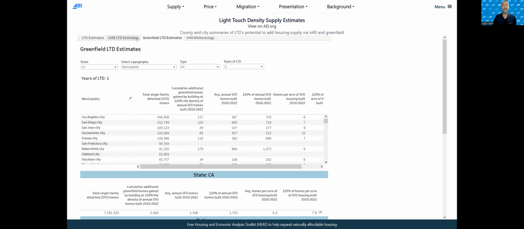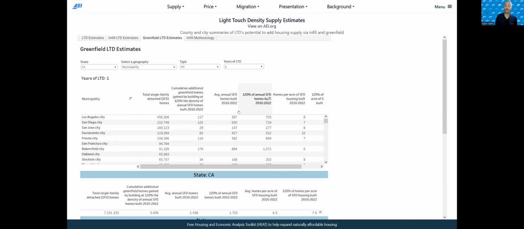We also estimate greenfield potential for light touch density estimates, and this is kind of a back of the envelope calculation. Briefly, by greenfield, we mean the building of homes where there previously were none: vacant lots, parks, public lands, etc. And there we simply take the number of units a city or county has built over the past 12 years, from 2010 to 2022, and say, look, if you built this, as Ed mentioned earlier, at an extra 20% of units per acre, you get a lot more homes.